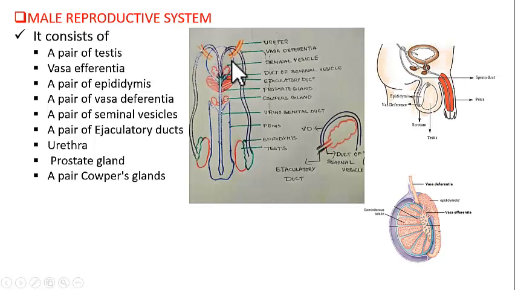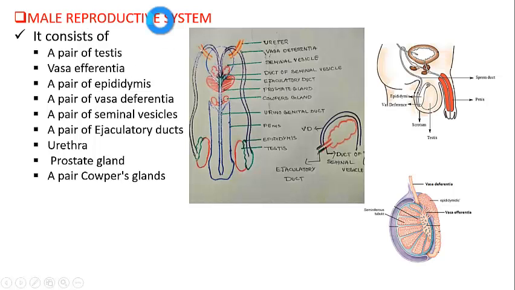Now where exactly is this male reproductive system present? See students, up to here, up to this region, it is inside the lower abdomen. Lower abdomen means the region below the navel. So up to here it is present. Then the remaining portion is hanging outside the body. Got it? Now we shall see the details of each part.